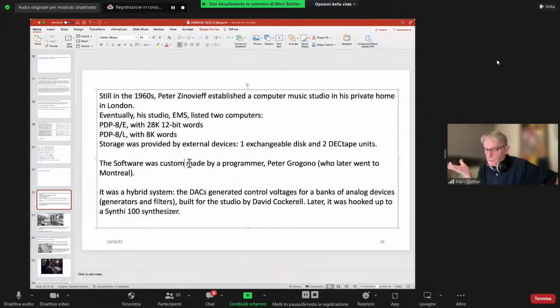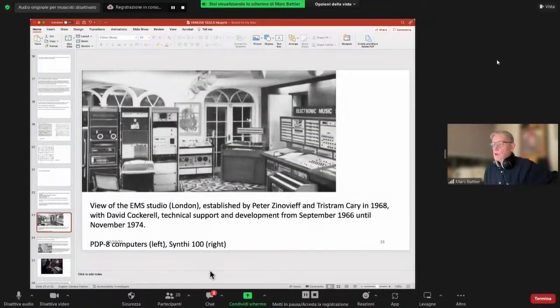It was a hybrid system. So the DACs generated control voltages for a bank, or actually banks, there were 2 banks, of analog devices, 1 bank of generators, 1 bank of filters, built for the studio by David Cockrell. And later it was hooked up to a larger Synthi 100. This is a photo of his studio with the computers and the Synthi 100.